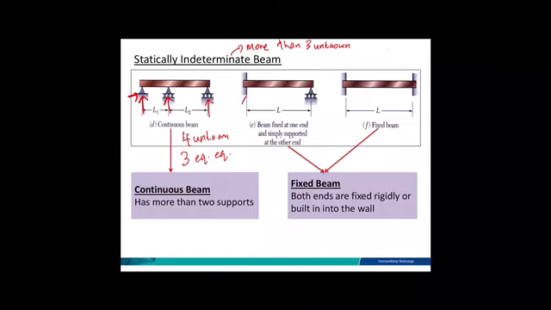Same goes to this one. This is a fixed support, you have 3 unknowns. This is a roller, you have 1, so the total is 4 unknowns. For fixed-end supports, each fixed support has 3, so with both ends you have 6 unknowns. So these 3 examples here, we call them indeterminate, meaning you cannot analyze this beam by using the equilibrium equations because it has more than 3 unknowns.